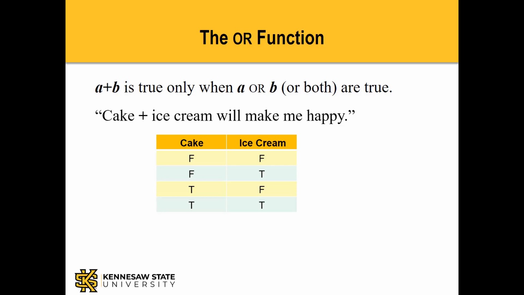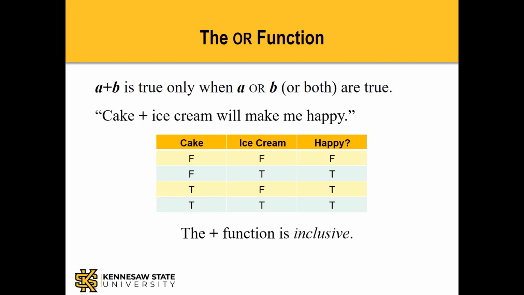So let's see what it takes to make me happy. There's the result. If I have no cake and no ice cream, I'm not happy. If I have no cake but I do have ice cream, I'm happy. If I have cake but no ice cream, I'm happy. And if I have both cake and ice cream, I'm still happy. I can't be twice as happy because my only values are false or true, and in this case it's true. The OR function is inclusive, either one of them or both of them. And now, for the second time, let me say it's not the same as the arithmetic addition operator, plus.